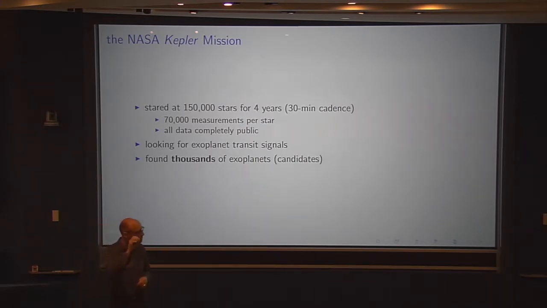So we're looking for little brightness changes in these stars. That's what we're going to look for. We're going to find periodic brightness changes in the stars, and those will be our planets. And that's how we're going to find planets. And the Kepler satellite found thousands of planets. It surveyed 150,000 stars, and it found thousands of planets.